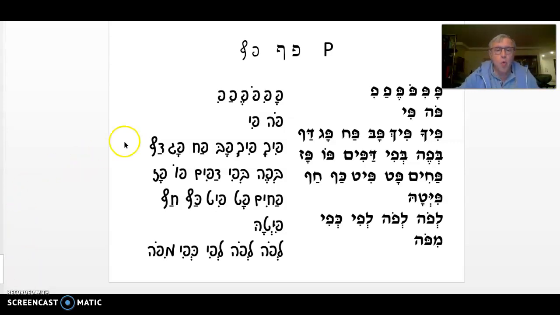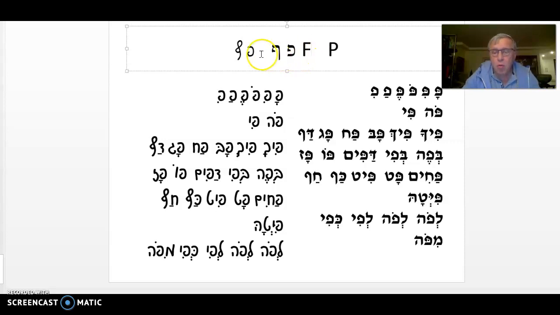I'm beginning with the next letter of the Hebrew alphabet, which is a Phe. The Phe with a dot inside has a P sound. Without the dot inside, it has an F sound. So it depends on whether it has the dot or not.